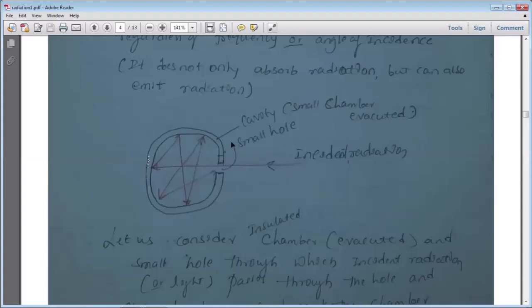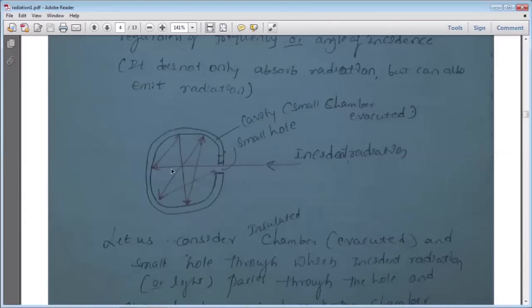So this can be treated as a perfect black body, because with repeated reflection, striking and absorbing, only at last a very small amount of weak energy passes out of this evacuated chamber, and that is also negligible. Understand? That's why we can treat this as a perfect black body.